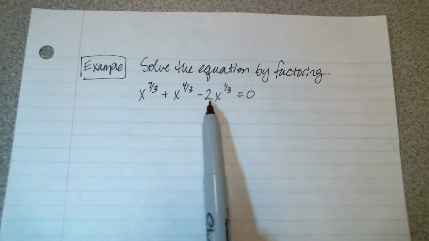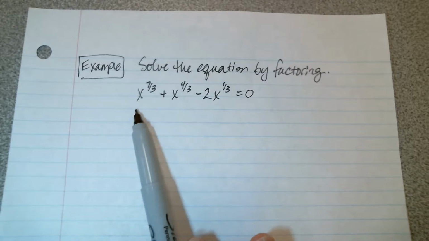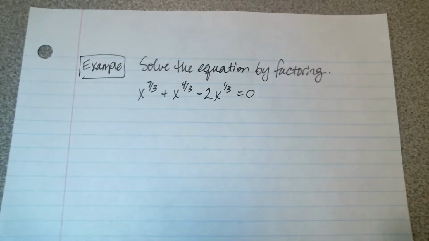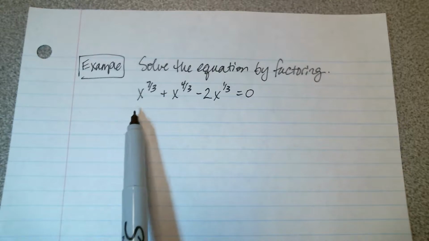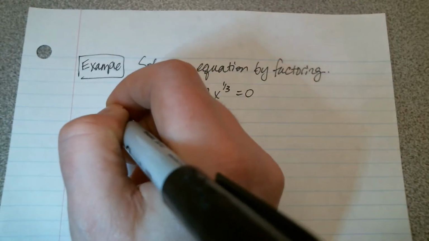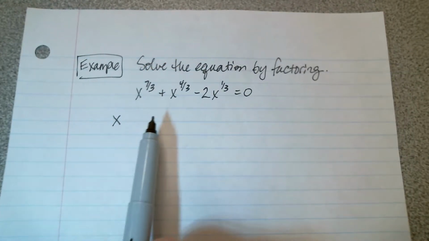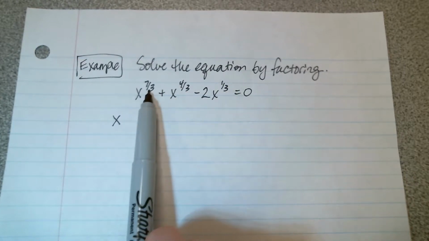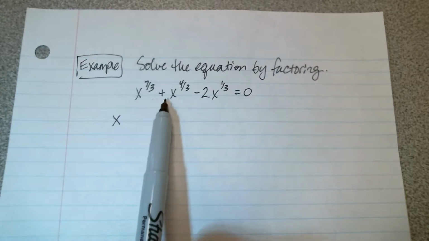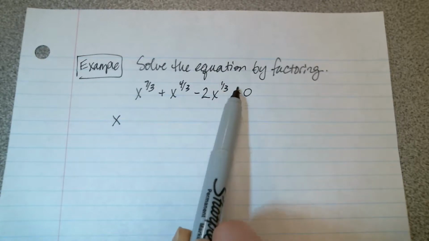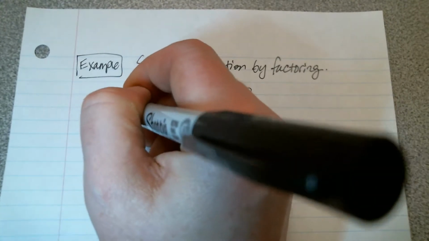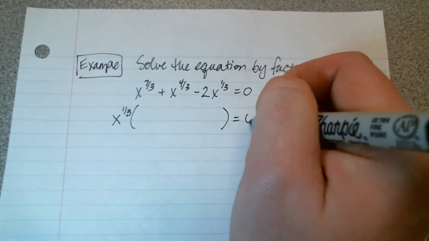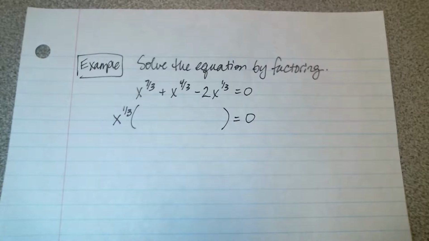So I'm going to factor out the greatest common factor of these terms here. The greatest common factor is going to be x to the lowest power. They all contain the variable x to different powers, and what we are going to do is factor out the x value with the lowest exponent, in this case, 1/3. So when we factor out x to the 1/3, we need to see what's left behind.